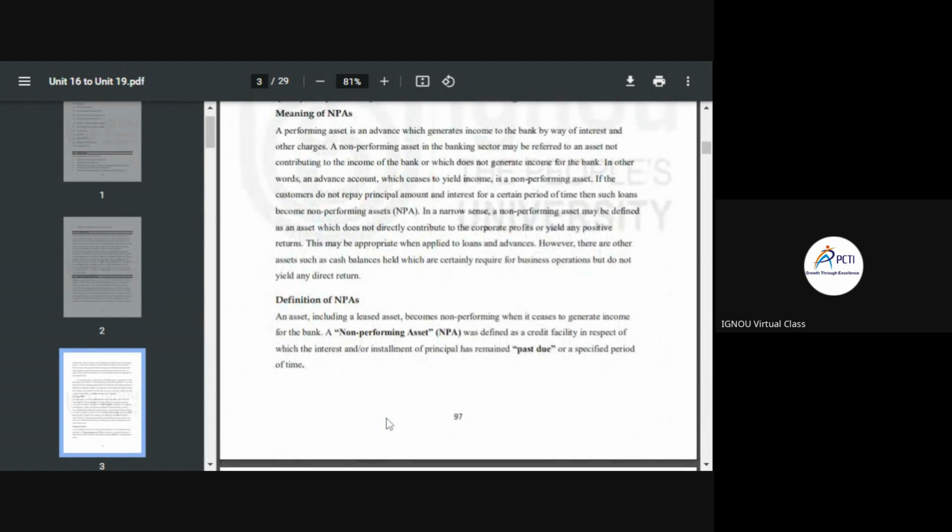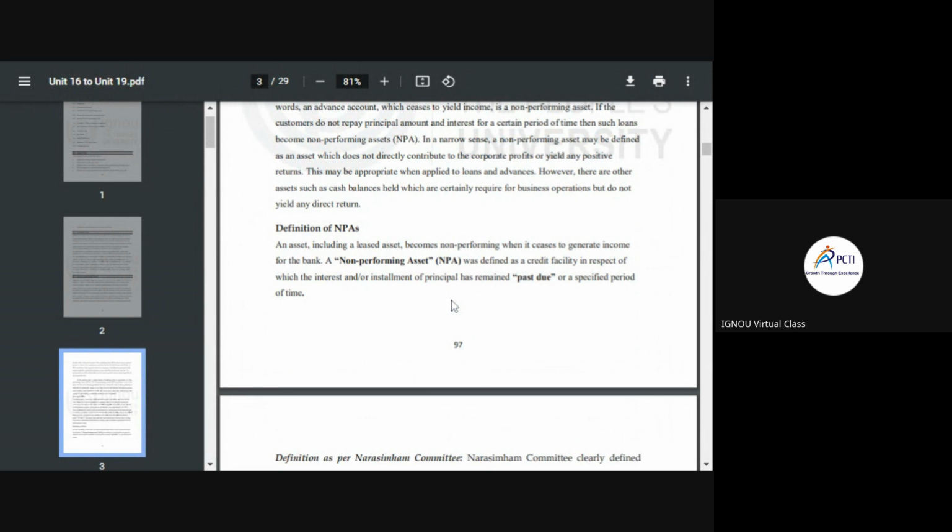Basically, a performing asset is an advance which generates income to the bank by way of interest and other charges. A non-performing asset in the banking sector may be referred to as an asset not contributing to the income of the bank, or which does not generate income for the bank. So, in other words, an advance account which ceases to yield income is a non-performing asset. If the customer does not repay the principal amount and interest for a certain period of time, then such a loan becomes a non-performing asset. And in the narrow sense, a non-performing asset may be defined as an asset which does not directly contribute to corporate profit or yield any positive return.